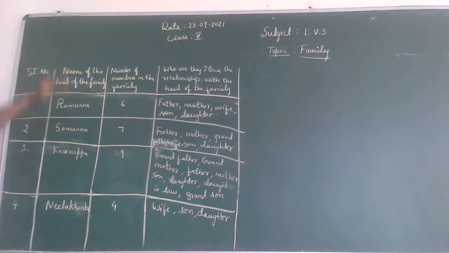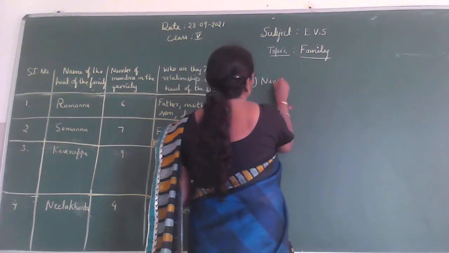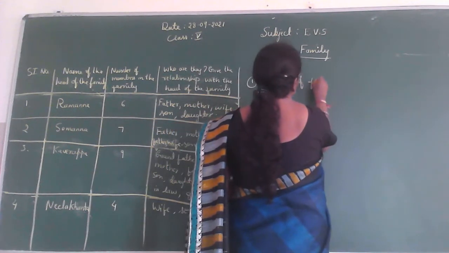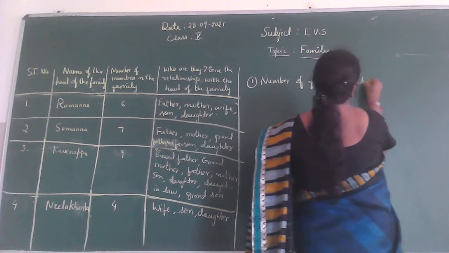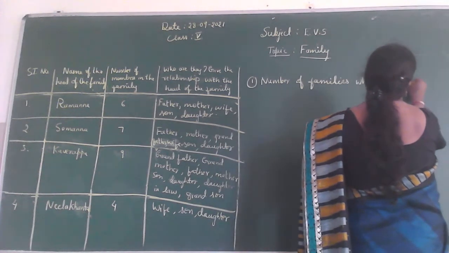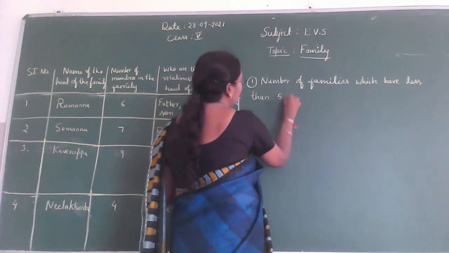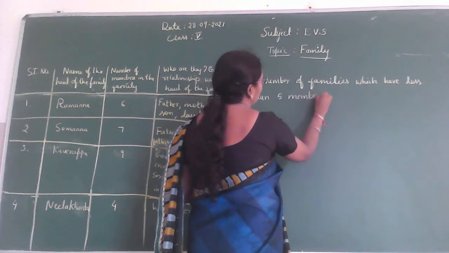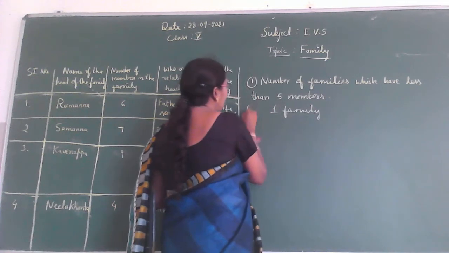How many families are there in this table? Okay, so which have less than 5 members? Only one family, that is Nilakanta's family. Number of families which have less than 5 members. Only one family, is it? That is Nilakanta's family.